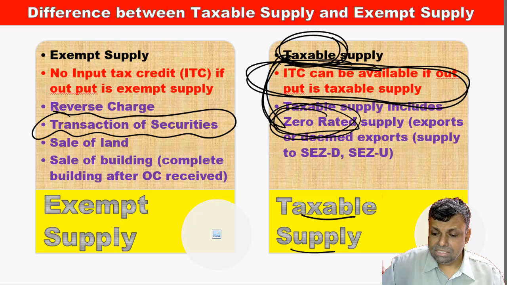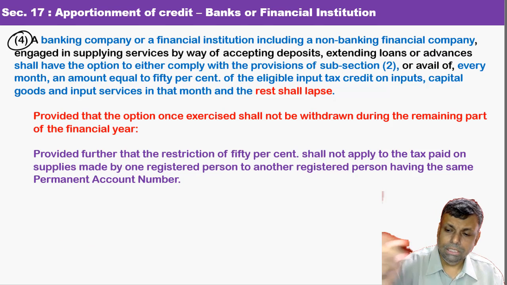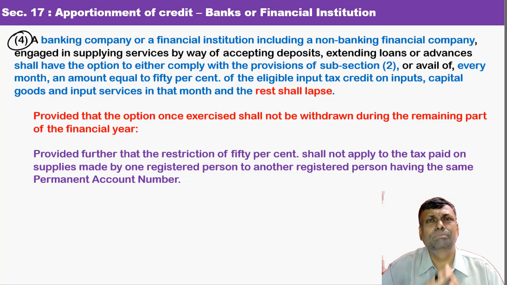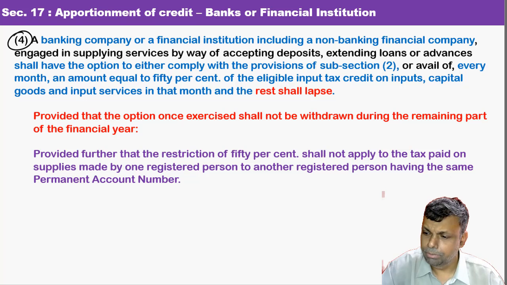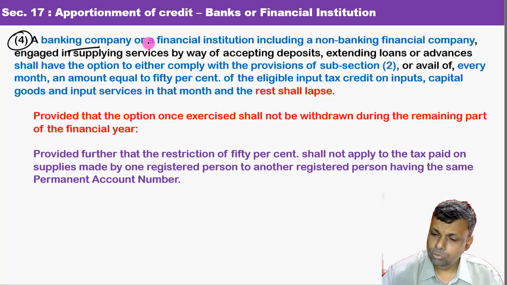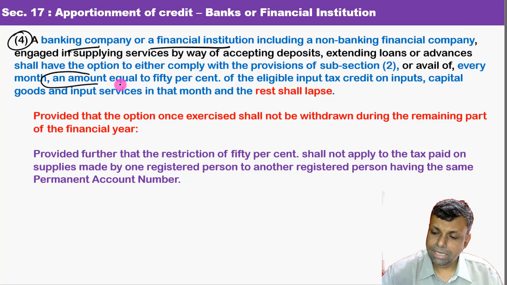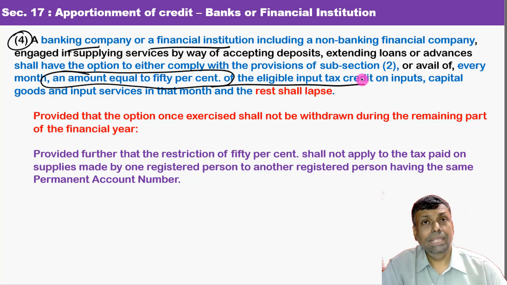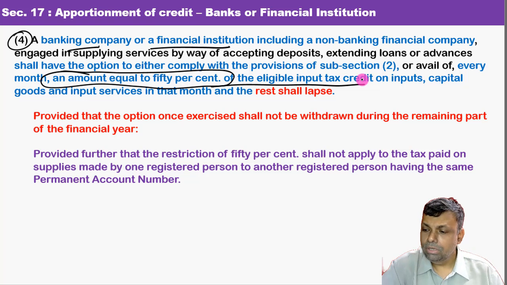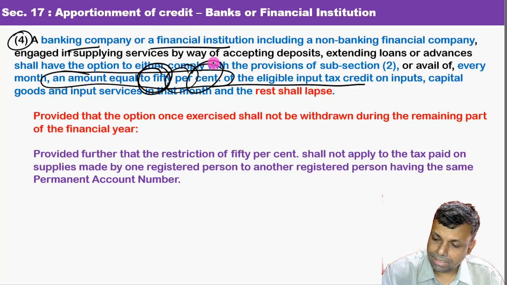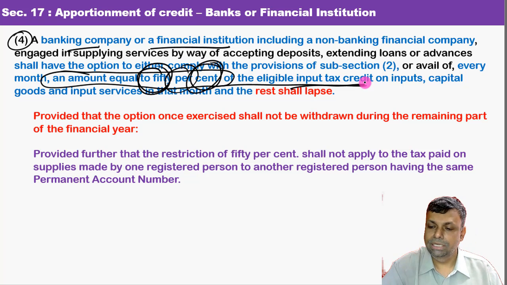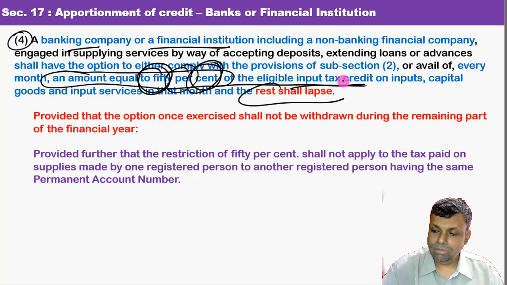So considering this, for them there is a special scheme, rather I should say a special adjustment for these people, and it says that the banking financial institution, including a non-banking financial company engaged in this particular business and all that kind of things, can take the amount equal to 50% of the eligible input tax credit, or on the capital goods as the case may be, and the rest shall lapse.